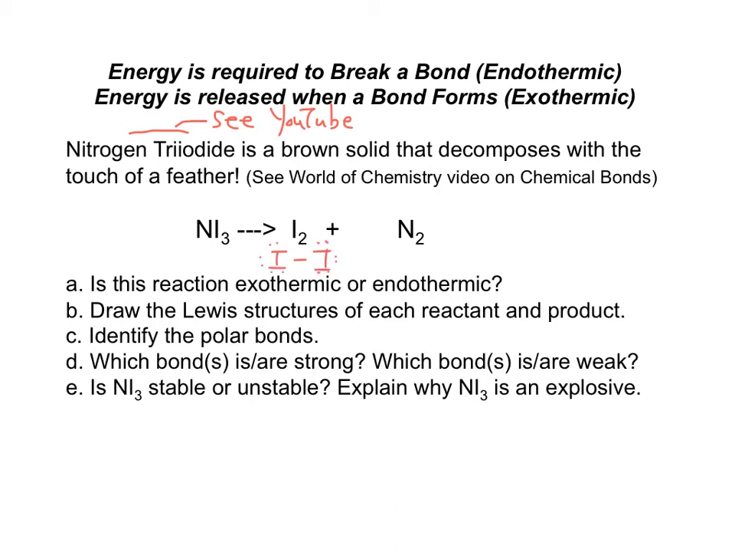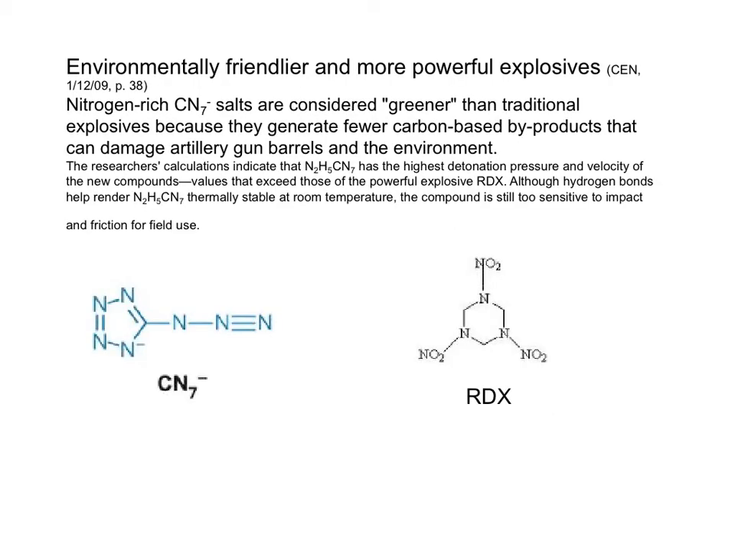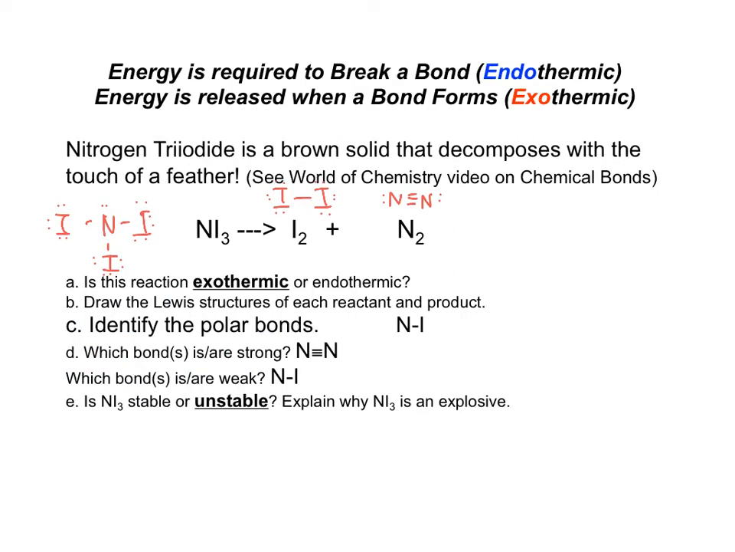And the answers to the Lewis structures are shown. For the other questions, this reaction is exothermic. NI3 is an explosive, which means that it has weak bonds. The decomposition reaction is exothermic, and the reaction is very fast. Scientists are developing environmentally friendlier and more powerful explosives. We looked at the Lewis structures of NI3, I2, and N2 earlier.